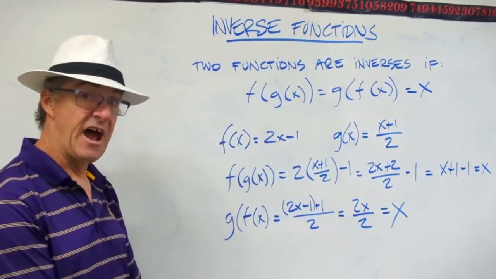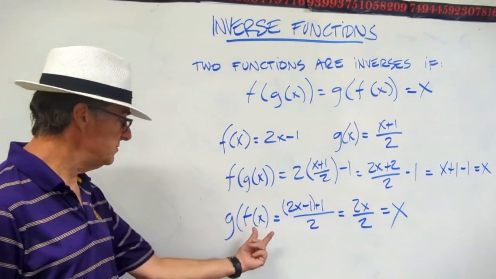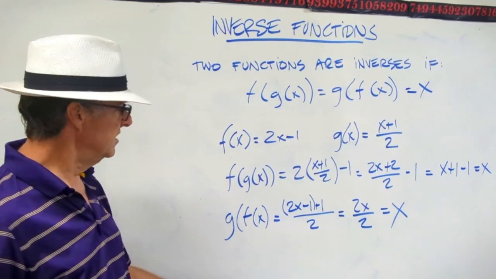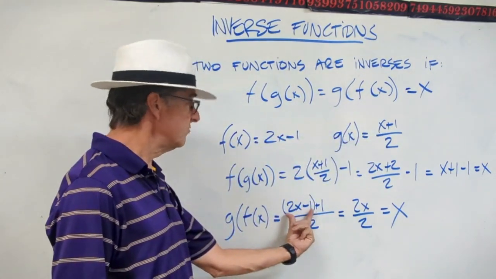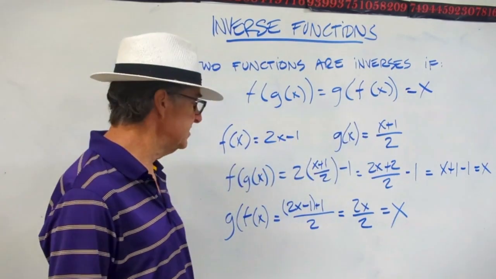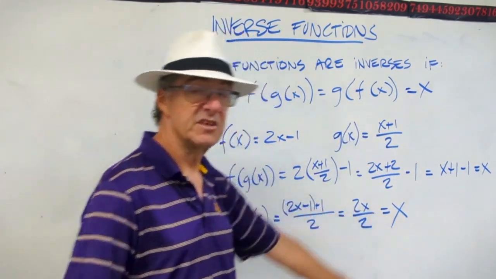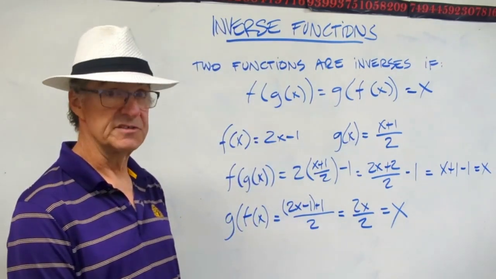So make sure you see how that works. Now we're going to try g of f of x, which means I put the f of x function in for x in the g of x. g of x is x plus 1 over 2. So I just put my f of x right in for x in g of x, and then I simplify down and I get x. So indeed, these two are inverse functions.